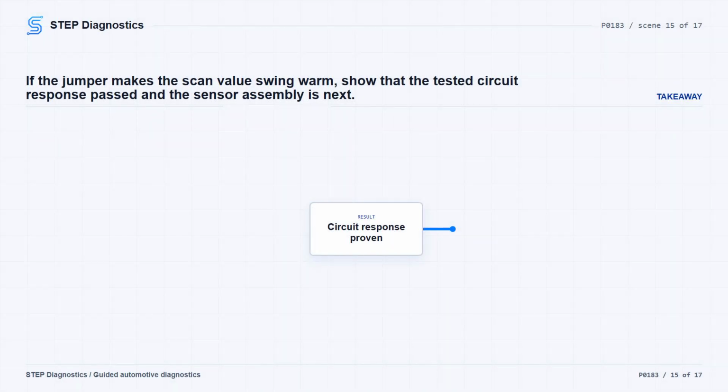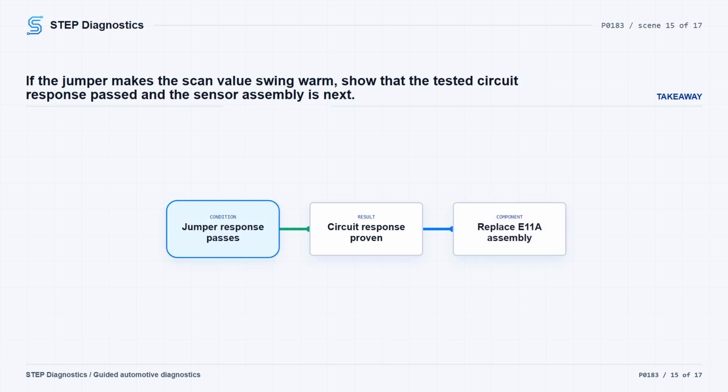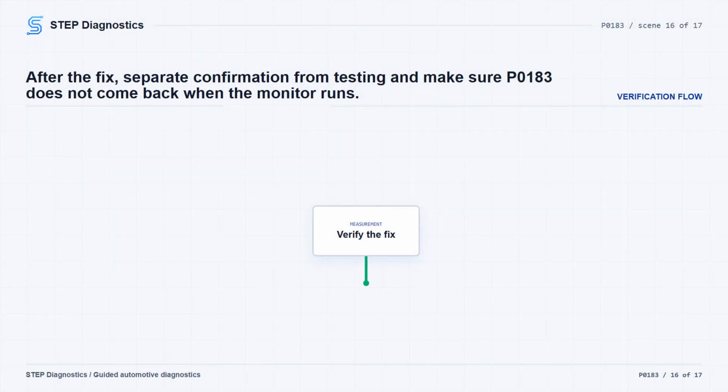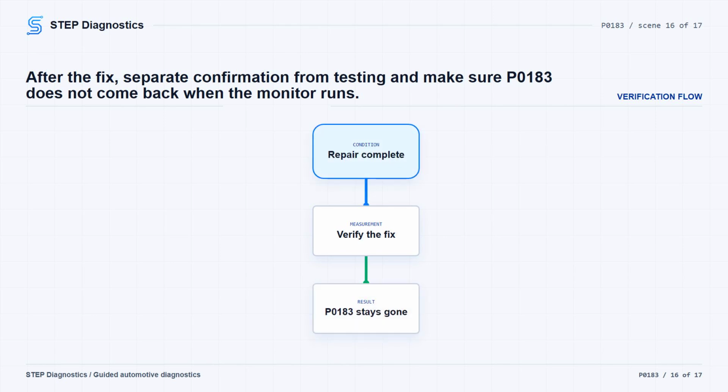If the fused jumper makes the fuel temperature sensor parameter read warmer than 109 degrees Celsius, 228 degrees Fahrenheit, the circuit response is correct on that branch. At that point, the procedure calls for replacing the E11A fuel heater water in fuel sensor. After the repair is complete, keep verification separate from the circuit testing. Verify the repair and confirm P0183 stays gone under the operating conditions that run the monitor.